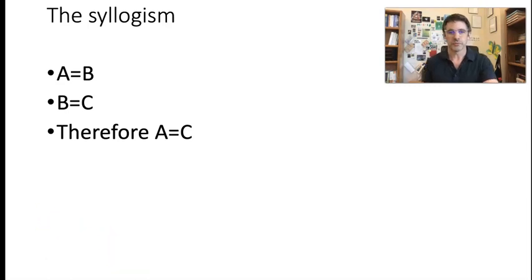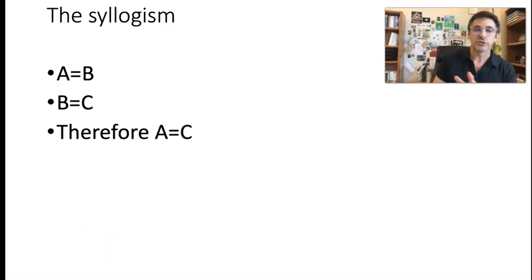So let's review the syllogism. Again, in math, this is very simple. A is the same thing as B. B is the same thing as C, so therefore A must be the same thing as C.